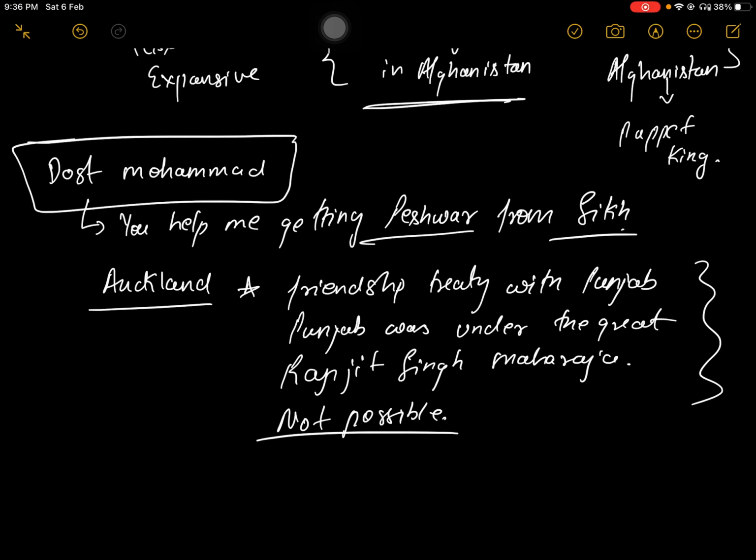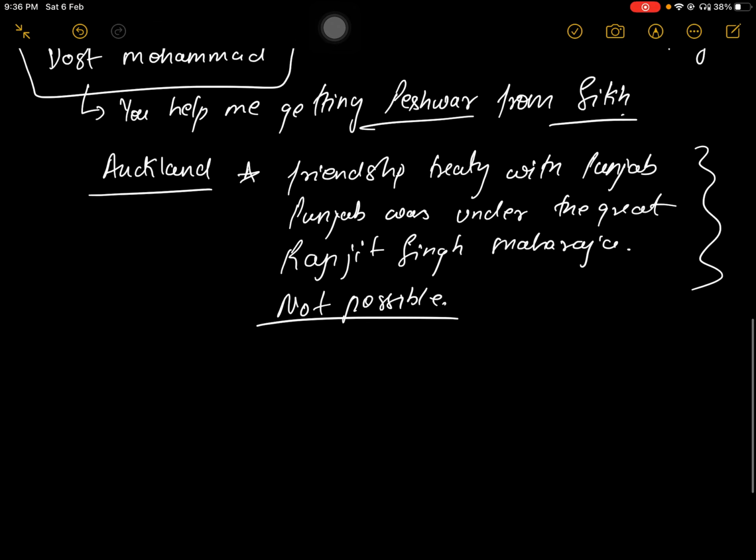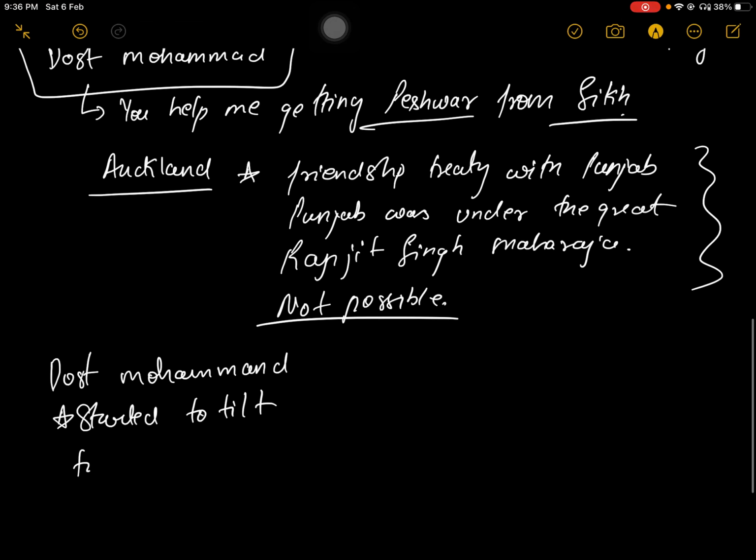We can't do this. So what happened is that Dost Muhammad started to tilt towards Russia for the same purpose. And this was not acceptable to Auckland, okay? Auckland says, yeah, this is not acceptable.